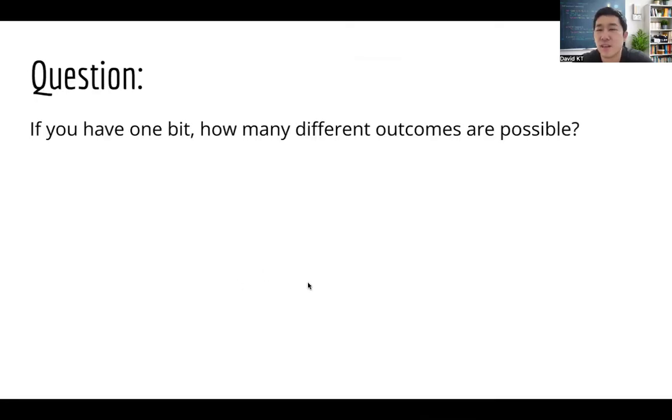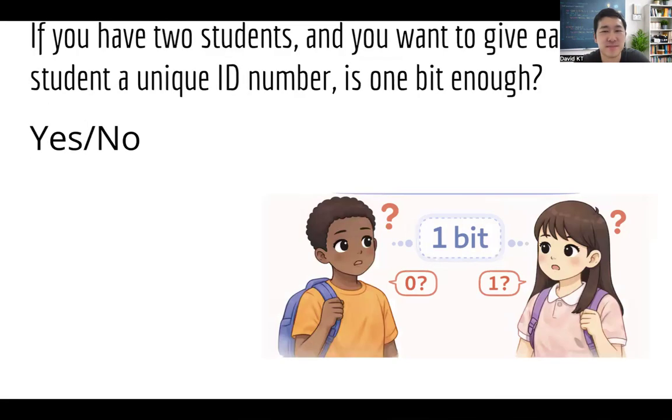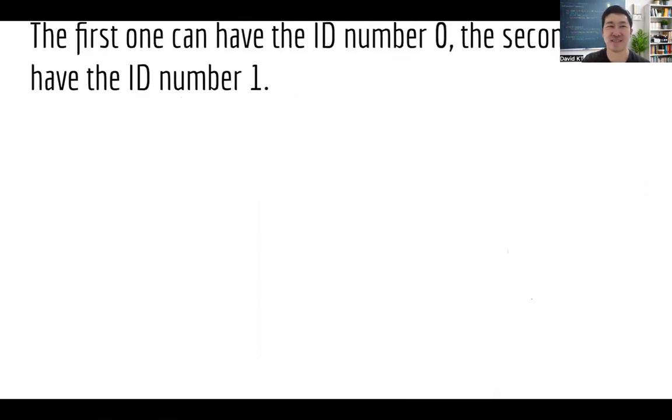Question. If you have one bit, how many different outcomes are possible? The answer is 2, either 0 or 1. So if you have two students and you want to give each student a unique ID number, is one bit enough? What do you think? Yes or no? Well, the answer is yes. The first student can be 0, the second student can be 1.